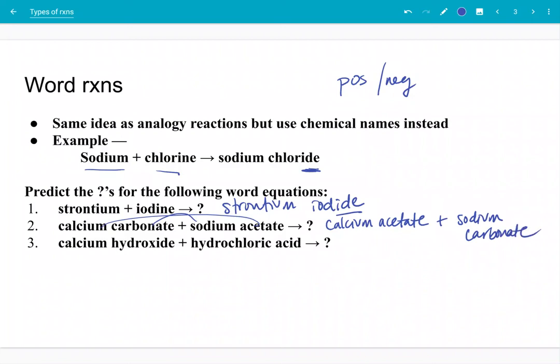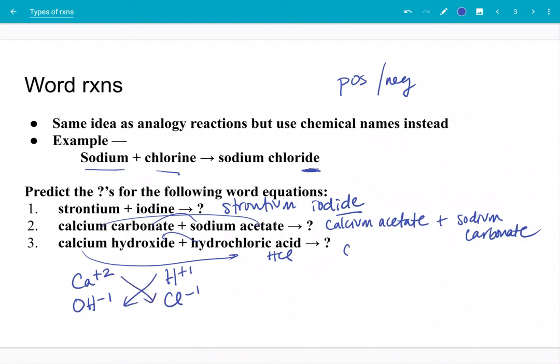Now the next one is not as obvious for switching partners. We have calcium hydroxide plus hydrochloric acid. So we know the calcium goes with the chloride part and the hydrogen with the hydroxide. I think it helps to write the ions: the calcium ion, the hydroxide ion, and hydrochloric acid is HCl, so they'd be H plus 1 and Cl minus 1. Now it's easier to see the opposites attracting. And so here you can see you have calcium chloride plus water, which is HOH.